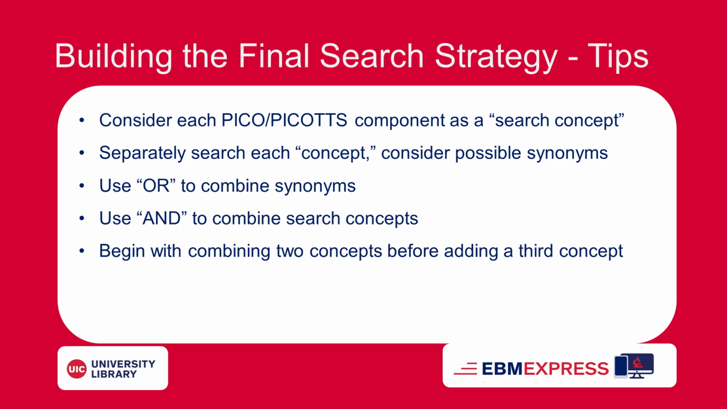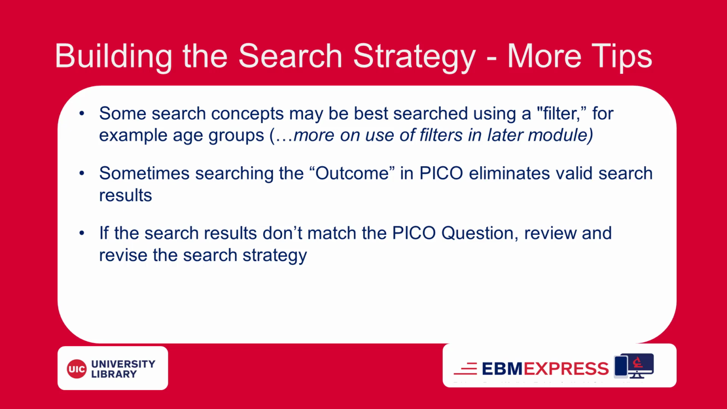Another tip is to avoid combining too many concepts at once, but start with combining two concepts before adding a third concept. Sometimes a concept is best searched using a filter, like for age groups, to avoid having to think of all the possible variations that might be used to describe the same concept. For example, teenagers as an age group could be teen, teenage, teenagers, tweens, etc. There will be more on using filters in a later module.